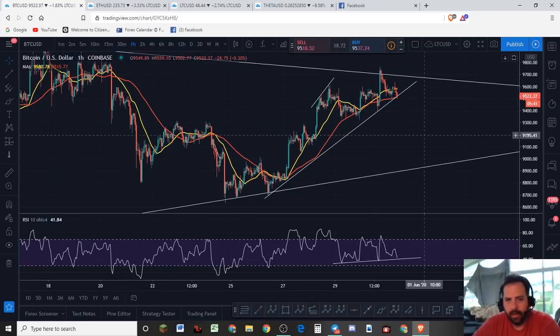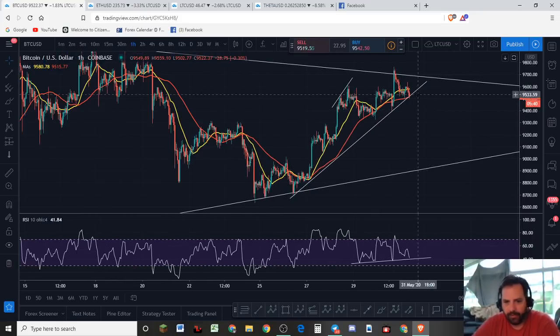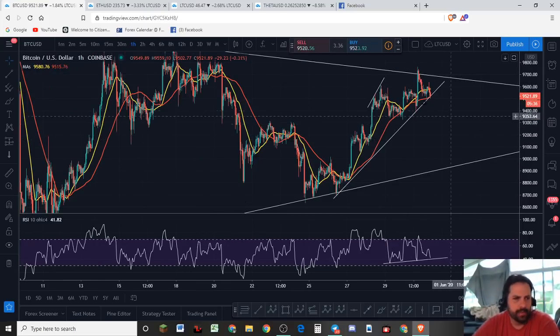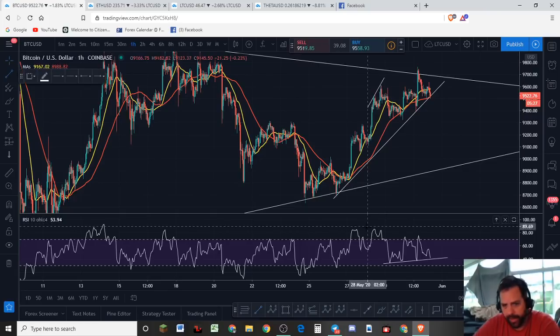But again, I would say that our first target is going to be down here at this trend line, and then we're going to test that. But from an Elliott wave perspective, this is just looking at it from RSI and from moving average indications here.